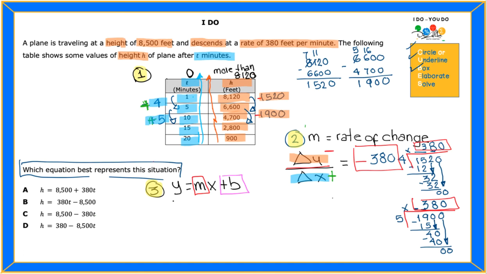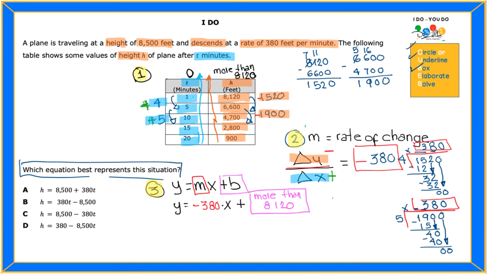Okay, so for the y, it stays the same. The value of the slope is negative 380, and it has an x that is multiplying, and then plus the b. But the only thing that we know about the b is that it needs to be more than 8,120. That's all I know.